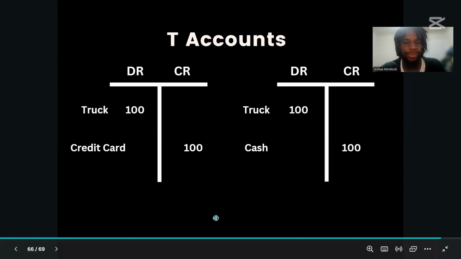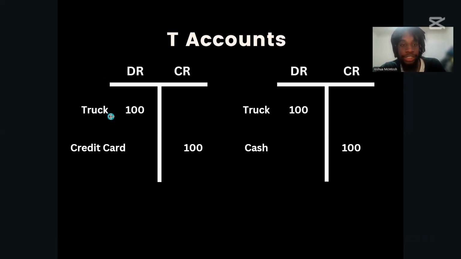An easy way to break this down is don't even focus on the T account, just focus on the transaction. What is the first thing being affected by the transaction? And is it a debit or a credit? And what's the second thing being affected by the transaction? And is it a debit or a credit? And if you add those two together, it's just going to magically happen.